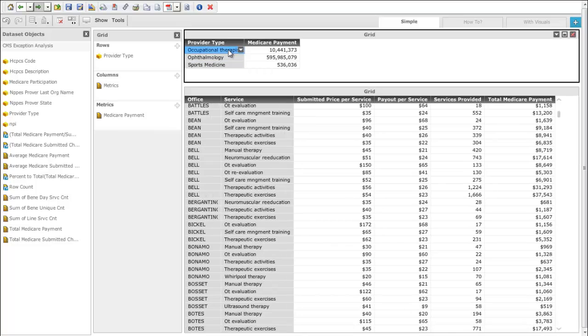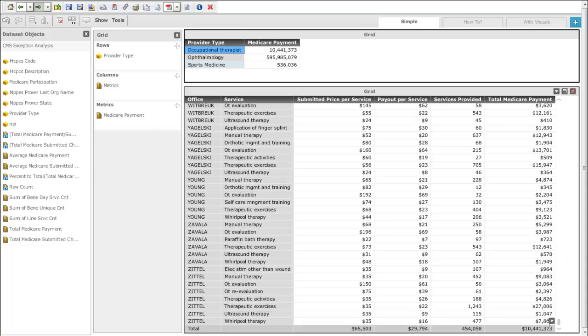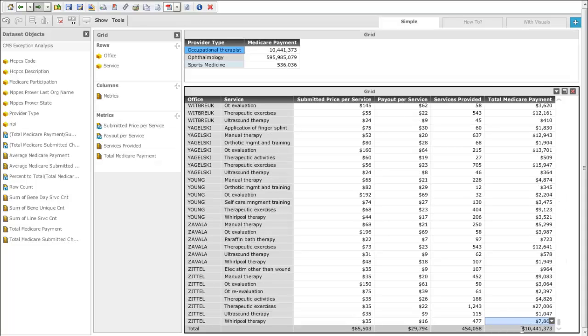Click on one of those types of doctors, and below you'll see all the offices and doctors, the average charge for that service, and the number of times they provided that service. No surprise that when I scroll down to the total spend, it matches the top grid for the spend for that type of doctor. How did it work?